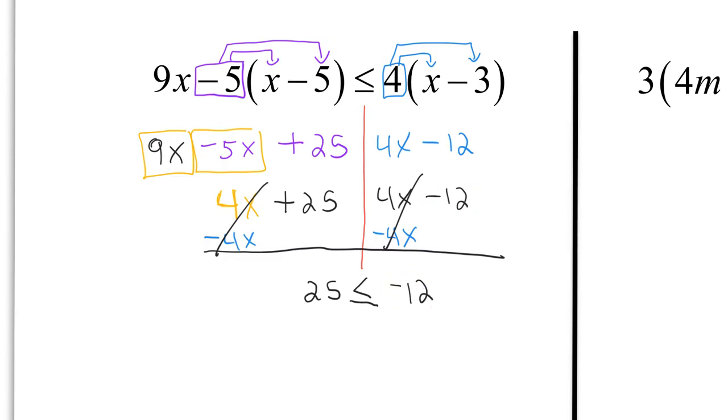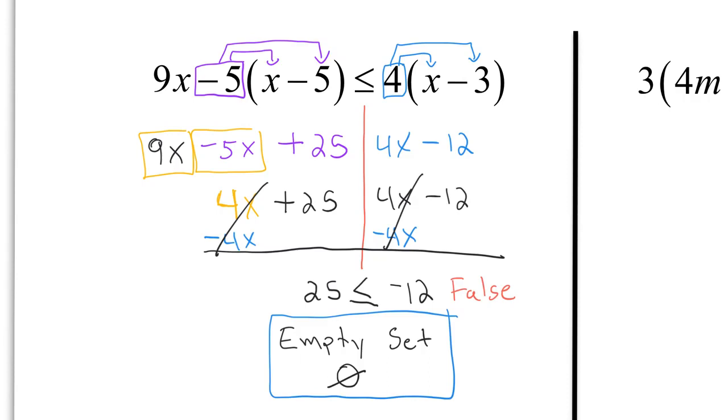So read this statement, read the inequality. 25 is less than or equal to negative 12. That is false. 25 is not less than negative 12, and it's not equal to it. It's greater than. So since it's false, my solution is an empty set. There's no answer. There's no solution. But we are going to write down empty set for our actual answer. And the symbol that you can use is the 0 with a line crossed through it. That means that we do not have an answer. The statement is false, so it is an empty set.